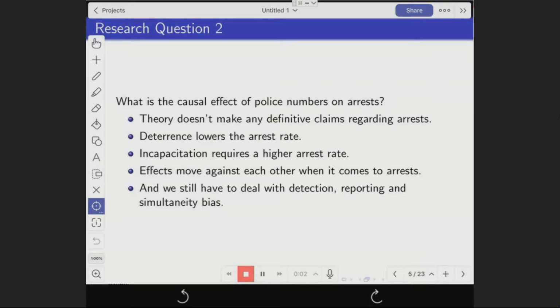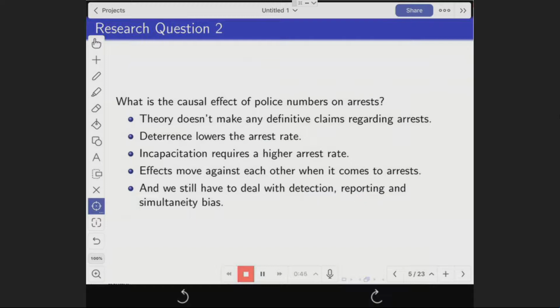So research question number 2. What is the causal effect of police numbers on arrests? Theory doesn't make any definitive claims regarding arrests, and this is why it's the more interesting case. Deterrence lowers the arrest rate. Why? There are more police, there's a deterrent effect, they shrink the fraction of the population that offends, so there are fewer offenders to arrest. Incapacitation, almost by necessity, requires a higher arrest rate. So when it comes to estimating the effect of police on crime, deterrence and incapacitation move together. In arrests, they move against each other. So the net effect is ambiguous, we don't know. And you still have to deal with detection, reporting bias, and simultaneity.